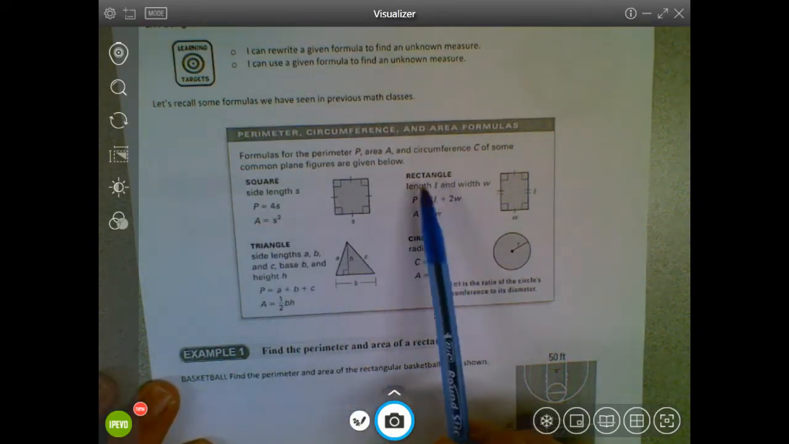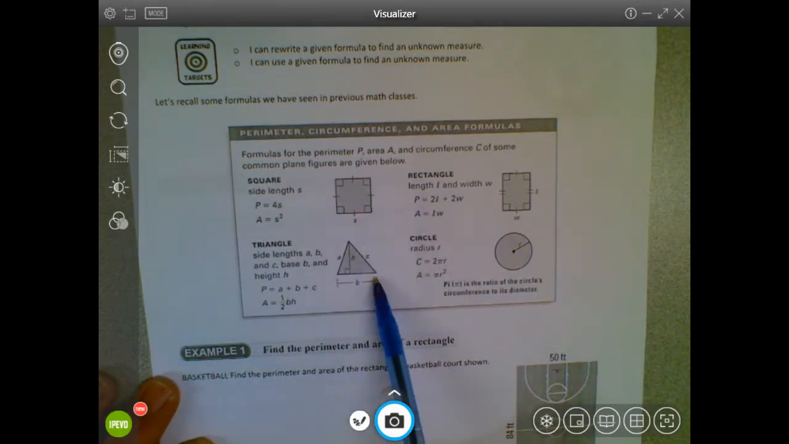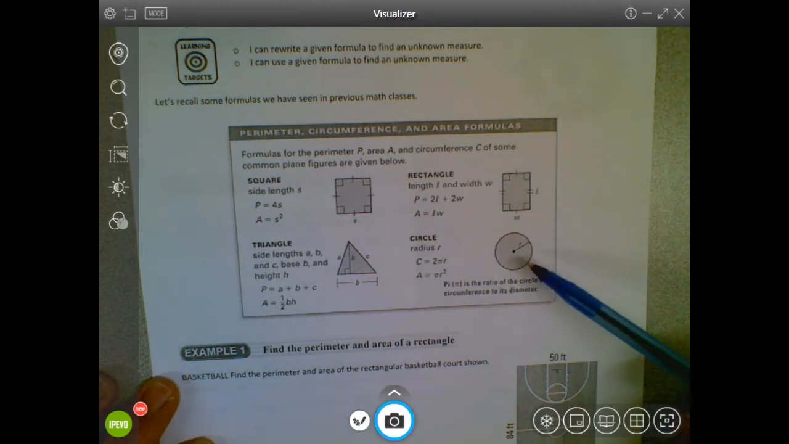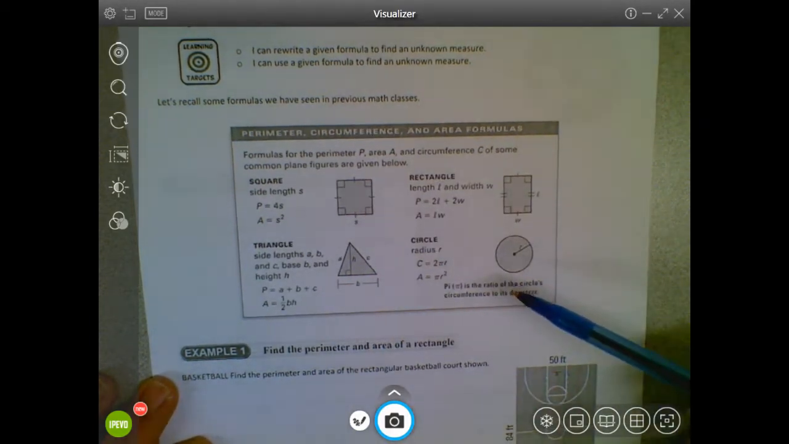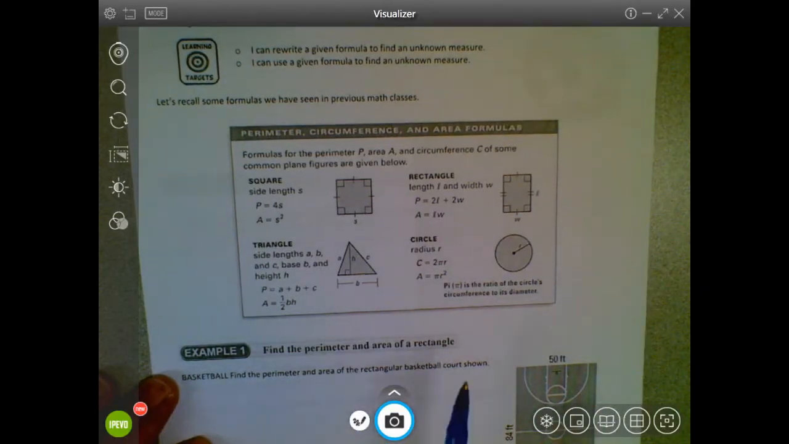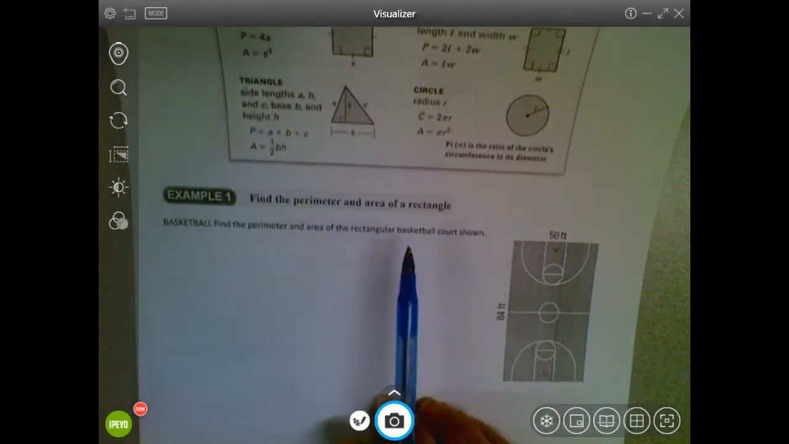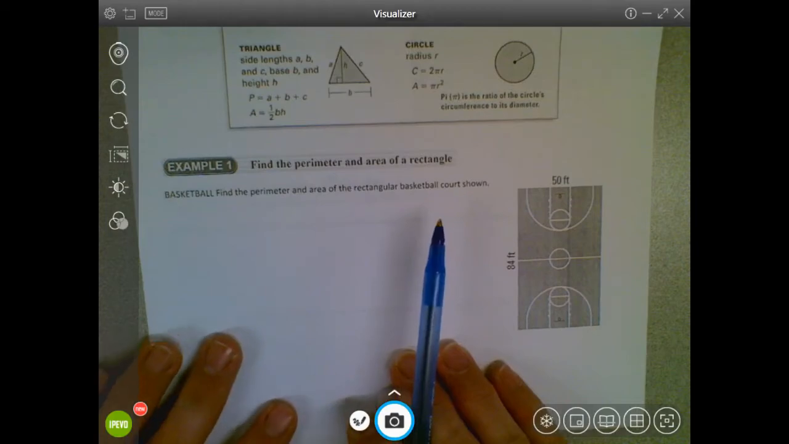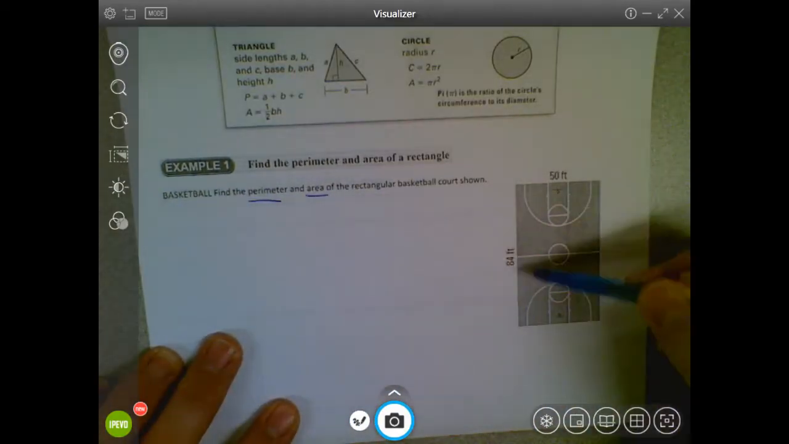Okay, so just take a moment. You could review some of the basics: perimeter and area for a square, rectangle, perimeter and area for a triangle, and then of course circumference and area for a circle. So these should be familiar. If not, go ahead and take a moment to refresh your memory when it comes to these. And I'm going to jump right into some examples, and hopefully they'll start to ring a bell once you see them again.